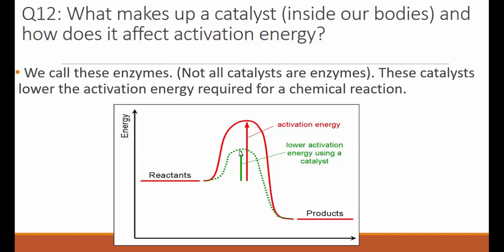And because I don't need as much, it's going to happen a lot faster than it would without an enzyme or catalyst. So it lowers the activation energy. And because it lowers the activation energy, that chemical reaction is going to happen much faster.